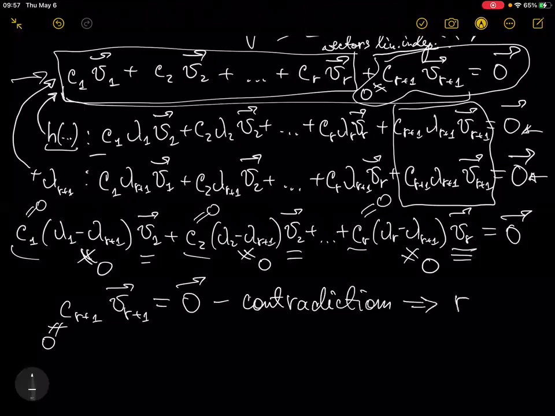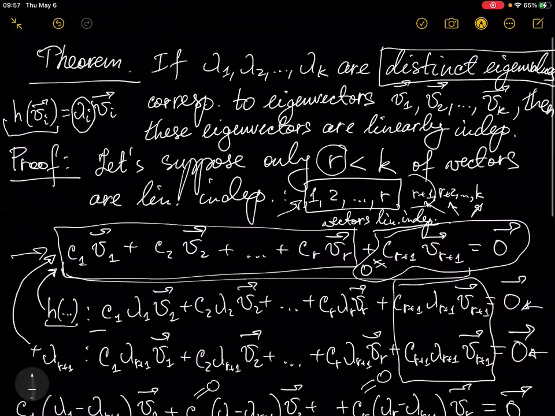Correspondingly, R cannot be less than K. So which means R is exactly equal to K. So which means that if we have K distinct eigenvalues and corresponding eigenvectors, these eigenvectors are linearly independent.